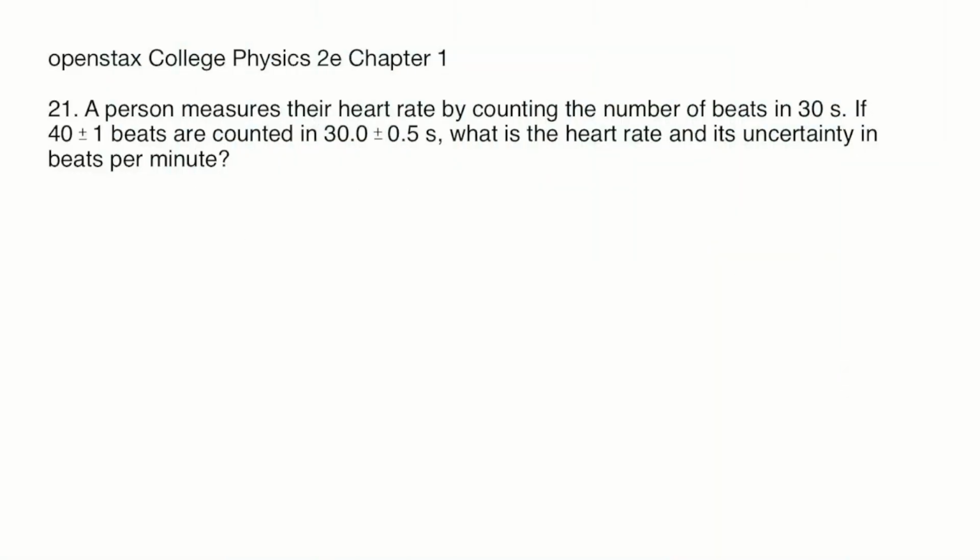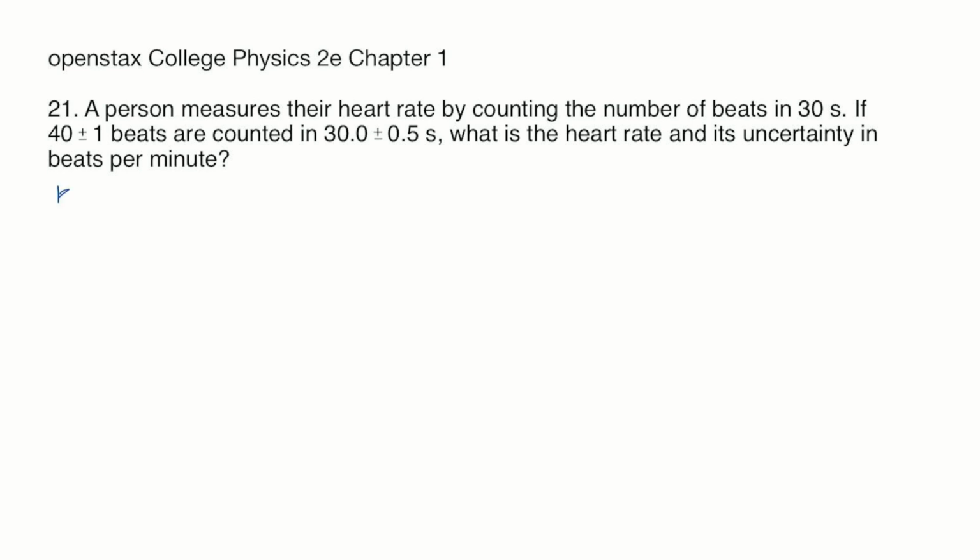In this problem, a person measures their heart rate by counting the number of beats in 30 seconds. Okay, so 40 plus or minus 1 beats are counted in 30.0 plus or minus 0.5 seconds. What is the heart rate and its uncertainty in beats per minute?